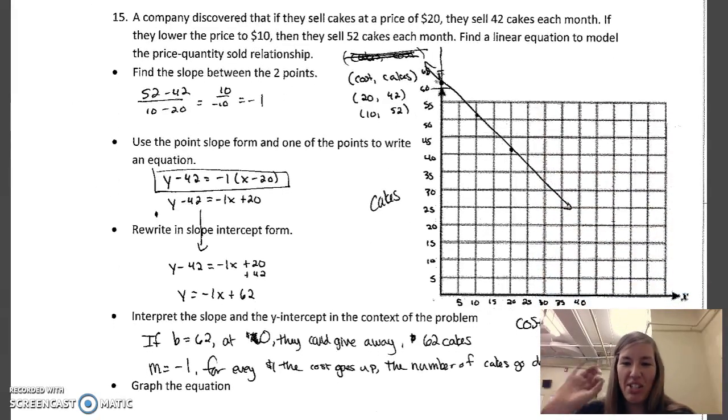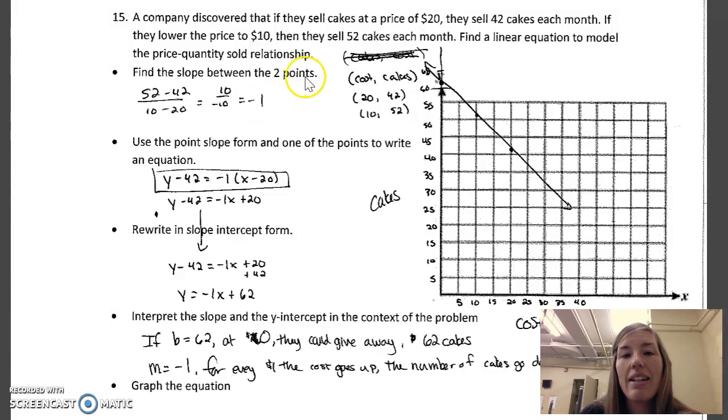15, this was the challenge question. This was hopefully not too hard and doable for you. So a company discovers that if they sell cakes at a price of $20 and sell 42 cakes each month, if they lower the price, they can sell 52 cakes each month. Find a linear equation to model the price quantity sold relationship. So if the first question asks you to find slope, you have to have points. They didn't give you any points, so you had to make up your own.